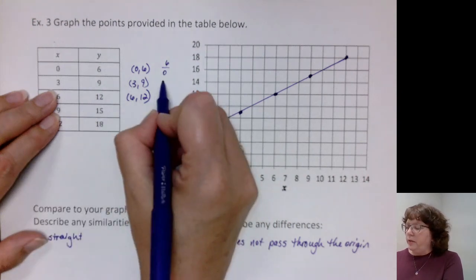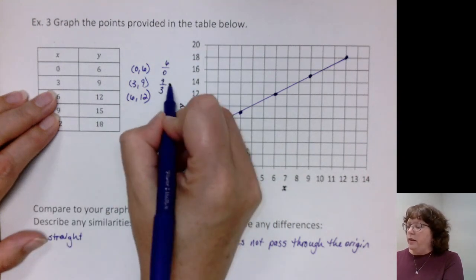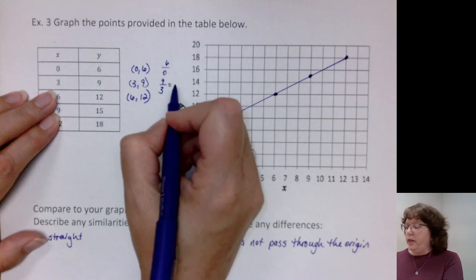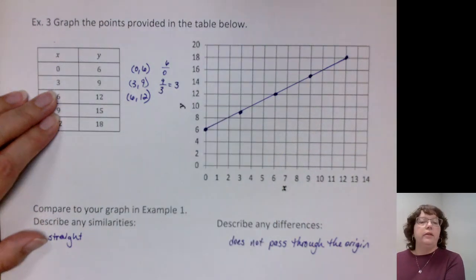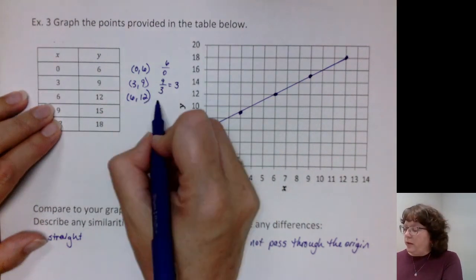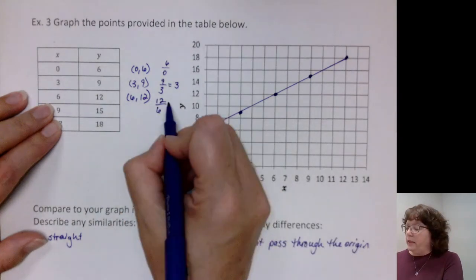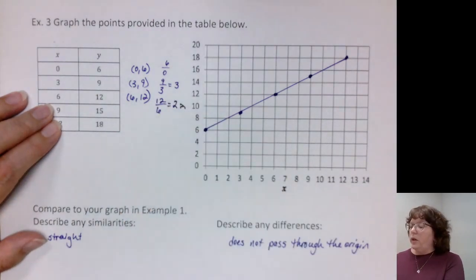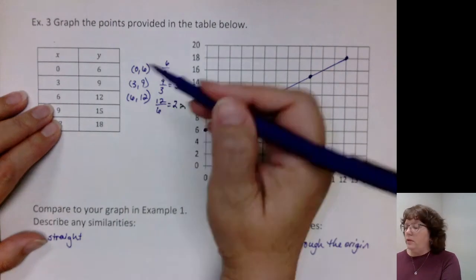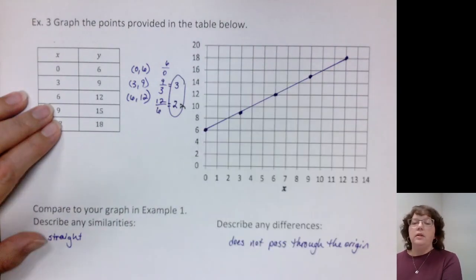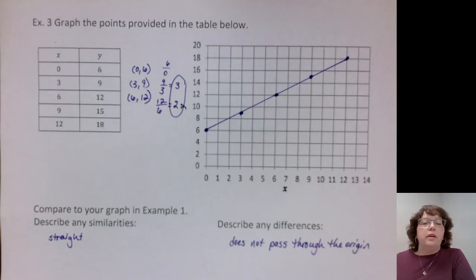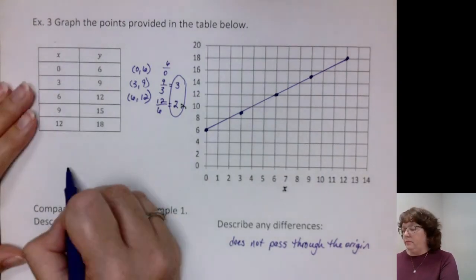9 divided by 3. Okay, that one we can divide and we can see that it's equivalent to 3. And this one is 12 to 6. And 12 divided by 6 is 2. Oh, look. Those ratios are not equivalent. So it is not proportional.